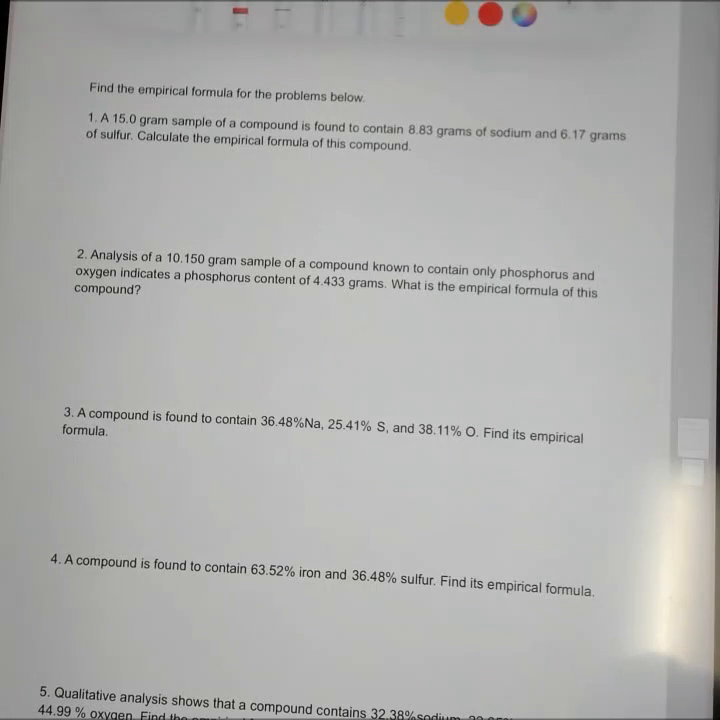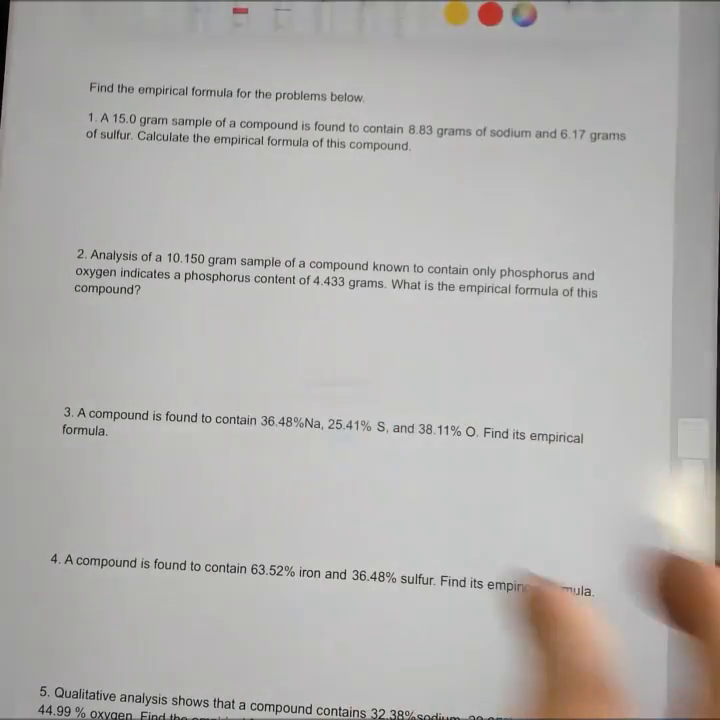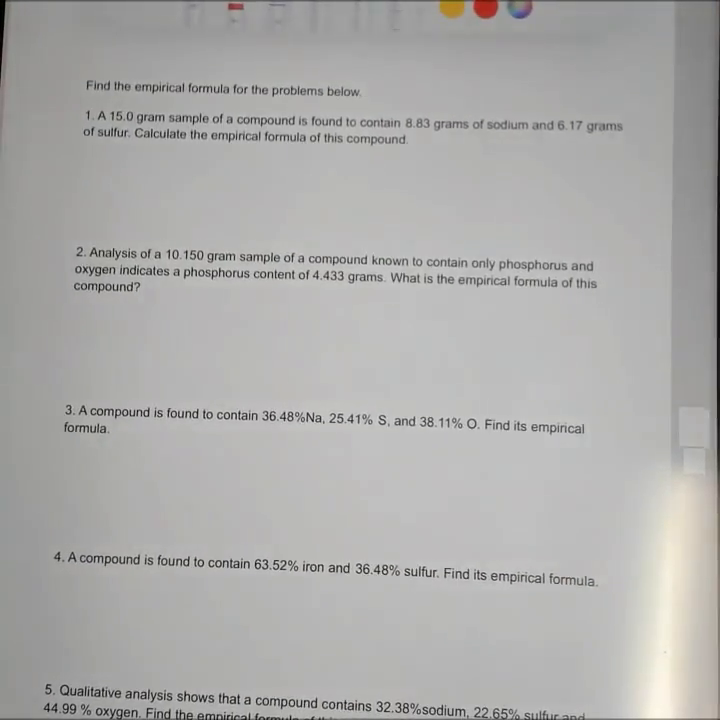Alright guys, so today we are going to do something called empirical formula. Empirical formula is the ratio of atoms in our molecule. So we're finding the ratio of atoms based on weights of what's in our molecule. There are two types: empirical formula, which is the ratio one, and molecular formula, which is based off of how much weight we actually have in the molecule we're working with. We're going to focus on empirical today. We'll do molecular on Monday.